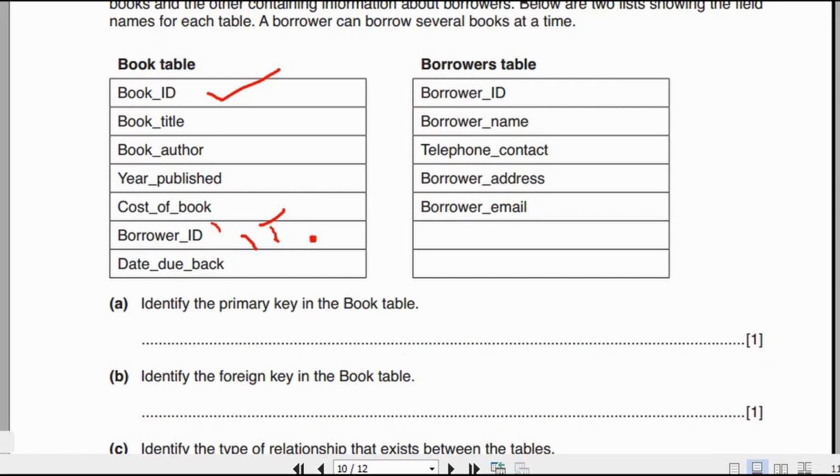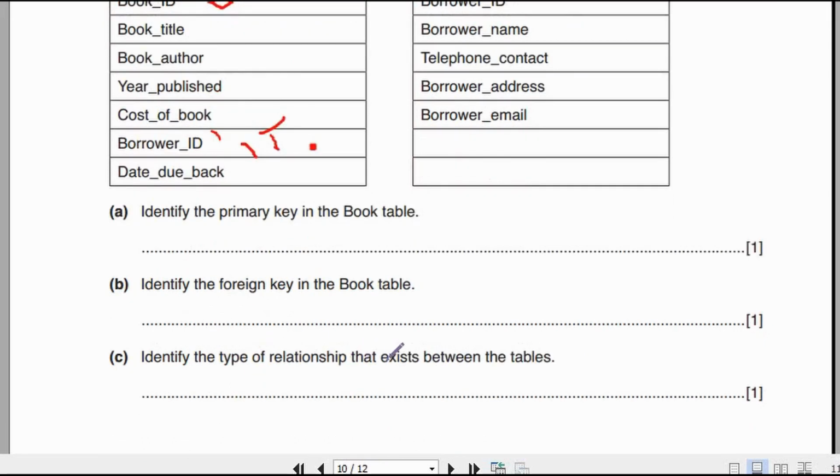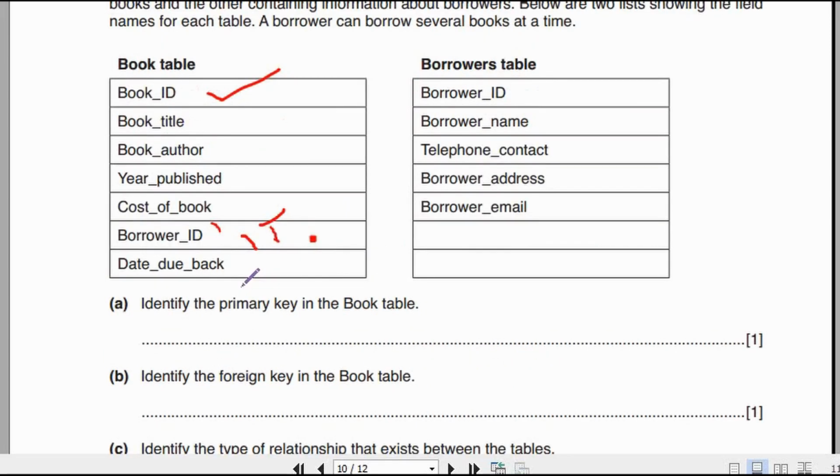14C. The relationship. Identify the type of relationship that exists between the tables. Okay, so what is the relationship? They have a one to many or many to one relationship, because more than one book can be borrowed by more than one borrower. So this can be defined as a one to many relationship.